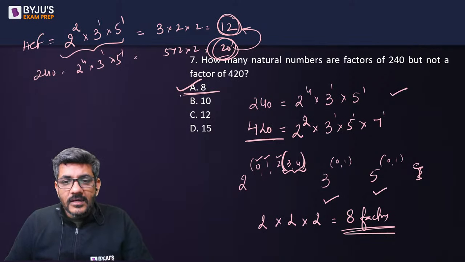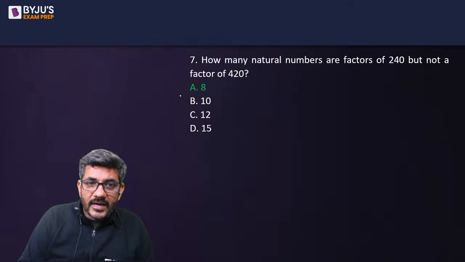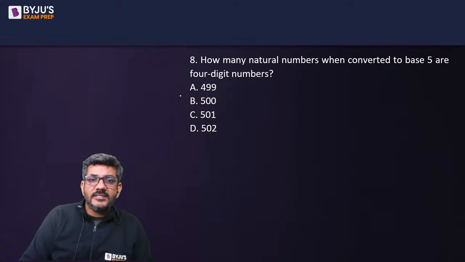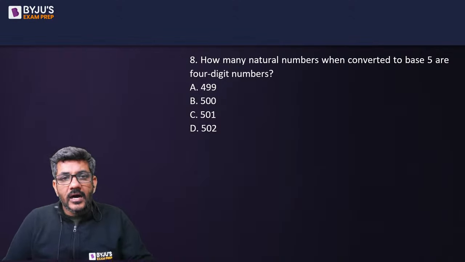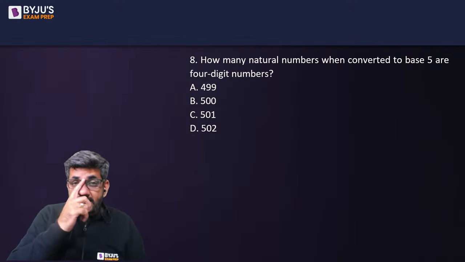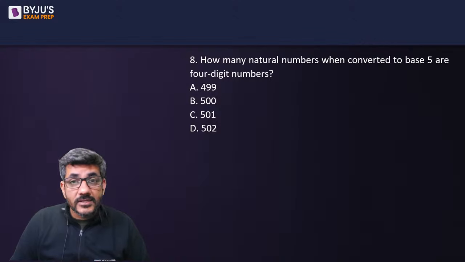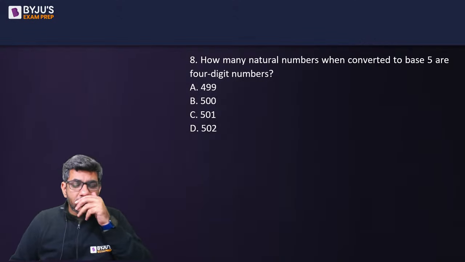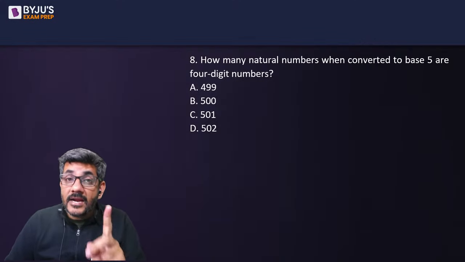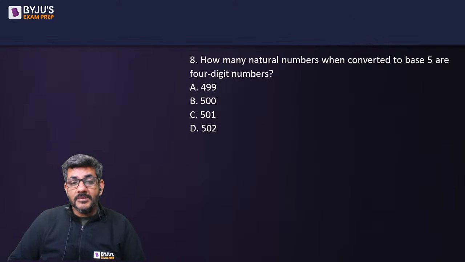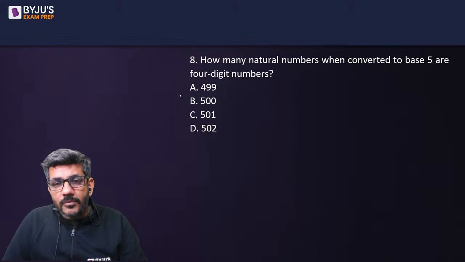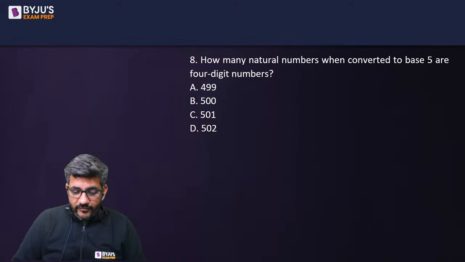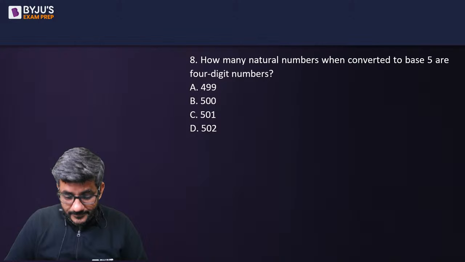Okay, I'm sure it is understood now. I'll move ahead now to question number 8 on your screen. It is here. How many natural numbers when converted to base 5 are 4-digit numbers? Now, base system is one area from which CAT does not ask you questions. They have not asked a question for the last many years, but XAT does ask many times. So, tell me the answer.